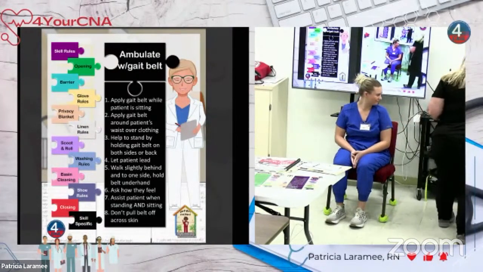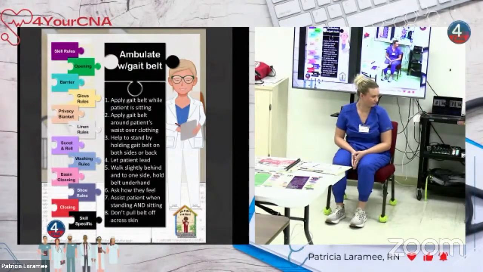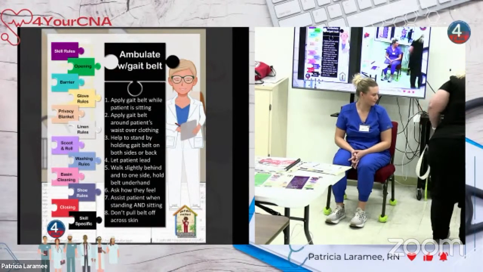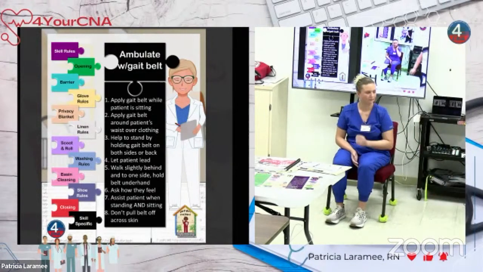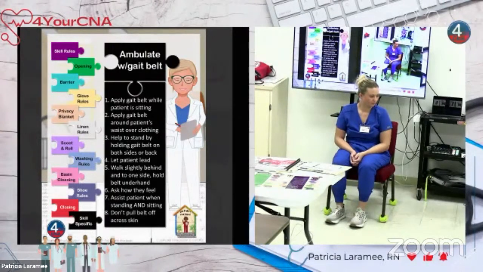Okay, your environment's clean. Let me get your call light for you. Okay, so the call light is right here. We're going to pretend you can reach it. I'm going to put the gait belt back. Open my privacy curtain. Wash my hands. Think about my skill. Probably read the care plan again, and tell the evaluator my skill is done. Thank you.